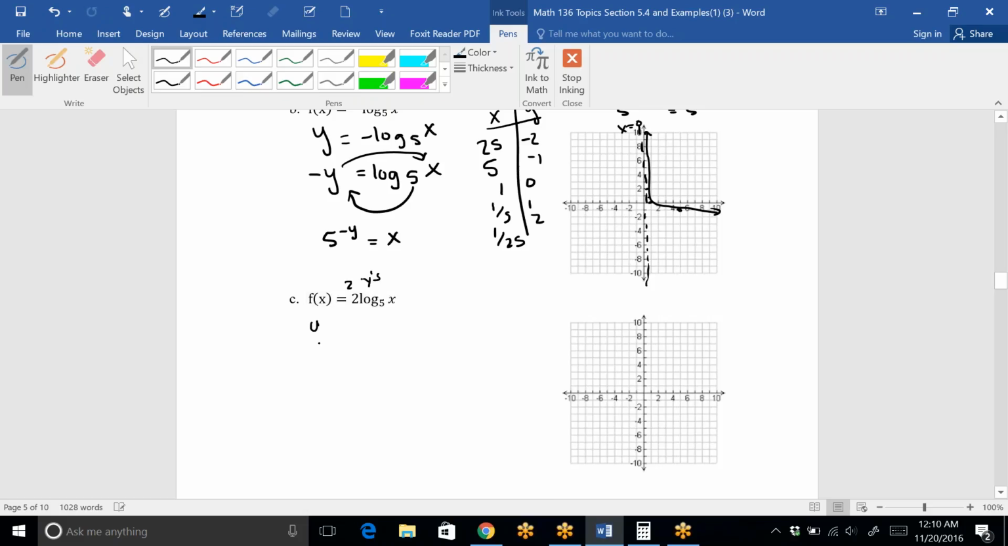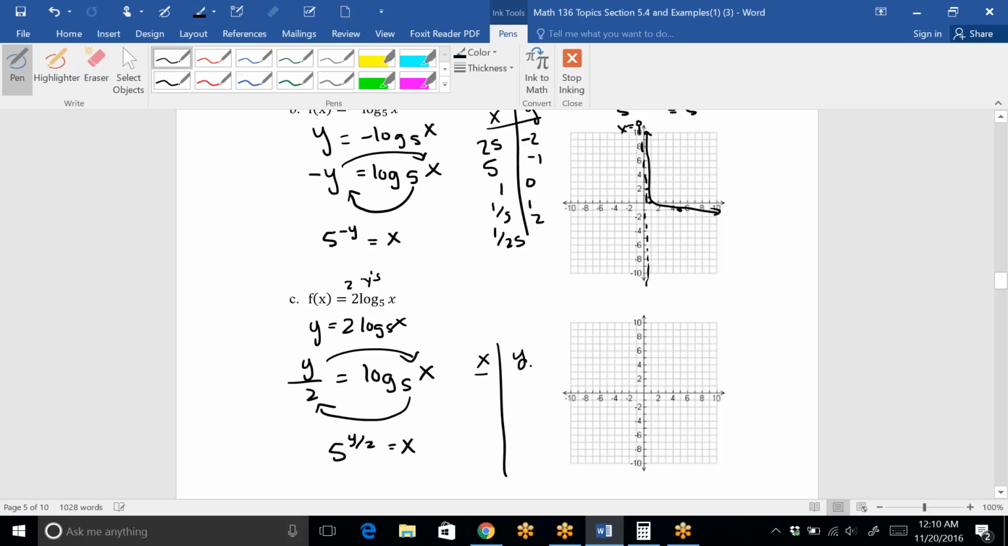But if you want to think of this in terms of how would I do this by converting, the first thing we would do is divide the 2 over, because you want the log to be isolated. Then you do your spiral: 5 to this power equals the argument. And so any y value that we pick is going to get cut in half. So I'm going to make sure I pick things that are divisible by 2. So maybe -4, -2, 0, 2, and 4. So notice I kind of doubled all of my y values.